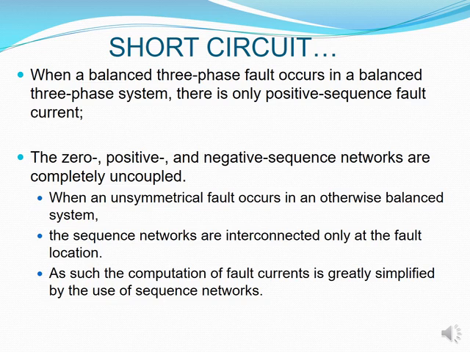When we have a balanced three-phase system and you have a fault that occurs on all your three phases, we only experience a positive phase sequence, okay? So your zero, positive, and negative phase sequences are completely uncoupled. They only occur when you have an unsymmetrical fault on your system. Otherwise, if there is no such fault, then they do not exist in your system at all.